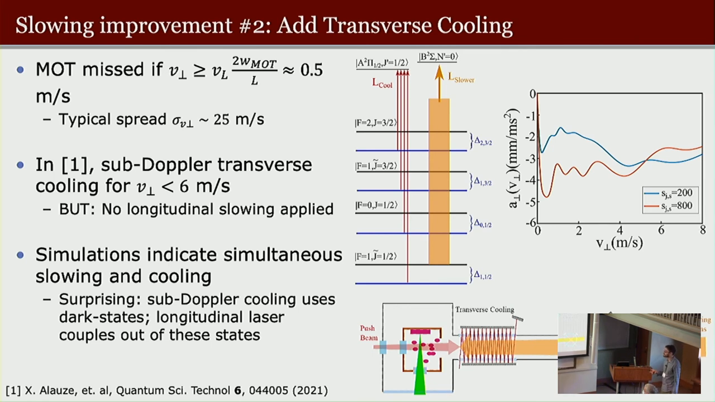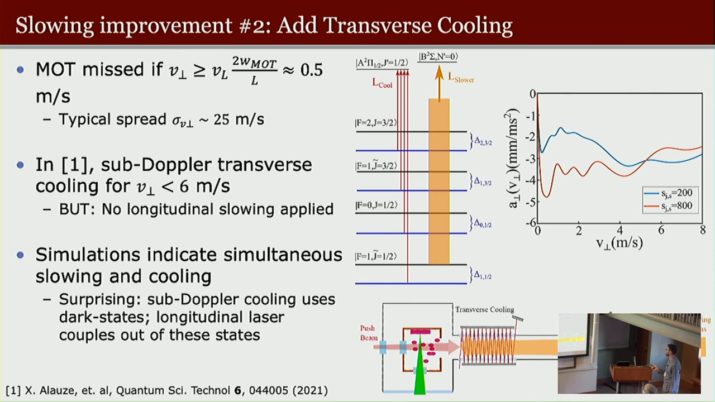It's been demonstrated, though, that you can apply these sub-Doppler forces for transverse cooling all the way out to 6 meters per second, and this was done in YbF by the Tarbutt group. However, they did not apply simultaneous longitudinal slowing, and I just wanted to see if we can apply longitudinal slowing simultaneously with transverse cooling. Surprisingly, I didn't think it would work. I thought that because sub-Doppler cooling uses dark states and longitudinal laser light can couple you out of those states, it wouldn't work. But at least the simulations indicate that, in fact, it does work.